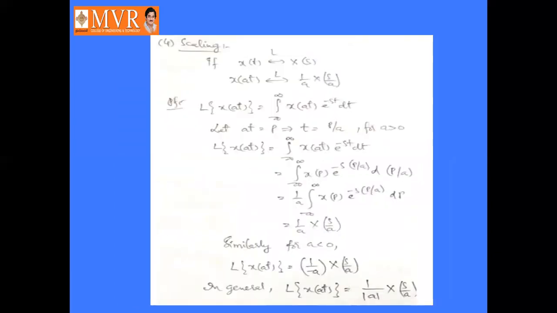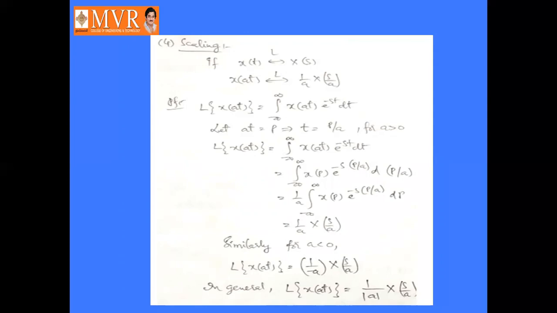Like the scaling property. The scaling property is, if the Laplace transform of x(t) is X(s), then the Laplace transform of x(at) is (1/a) X(s/a). Let at be p, so t equals p/a and dt equals dp/a, but a is greater than 0.